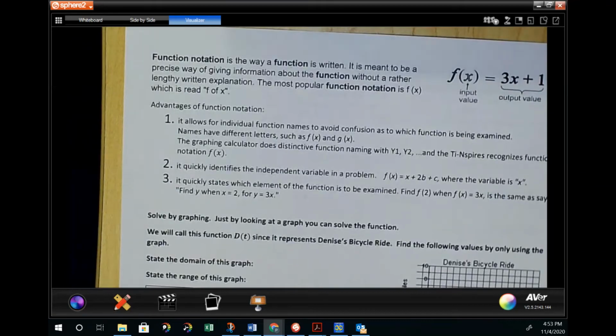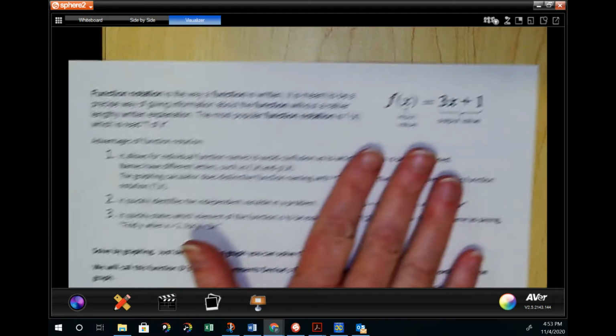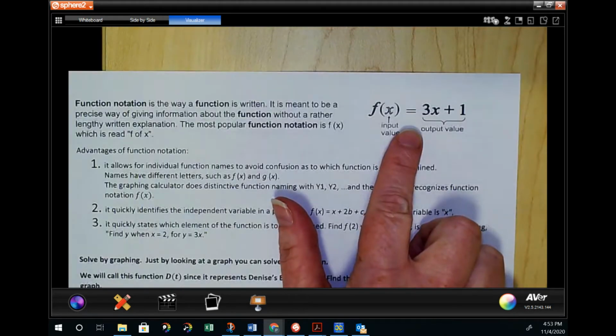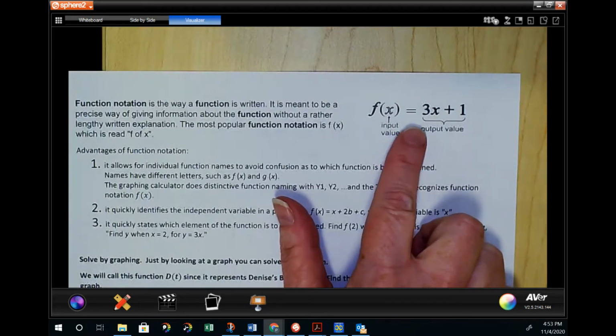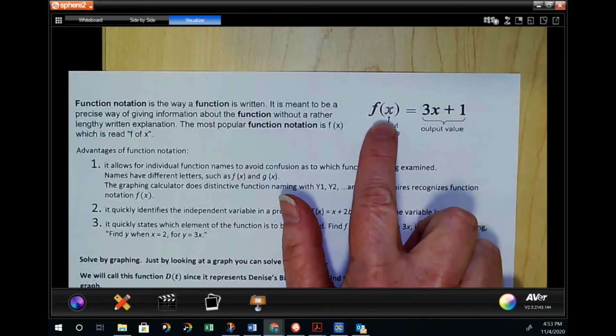Okay, so this is for function notation. Function notation just means that you're going to have f of x. Again, this is a review of what you did in middle school in Algebra 1. And then you have the f of x. That just tells me that, yes, this is a function: for every x, there's only going to be one y.